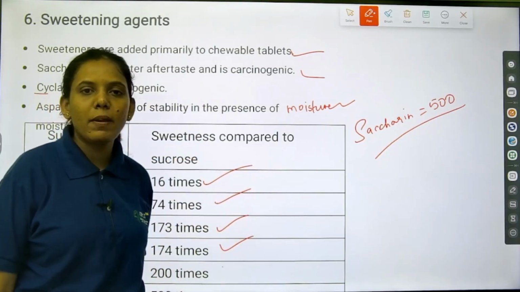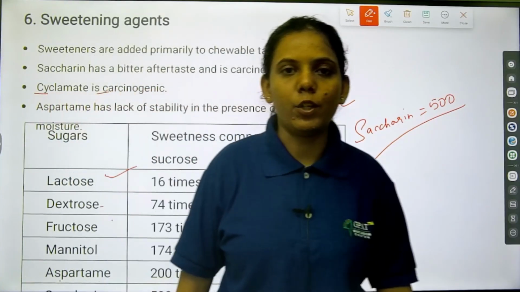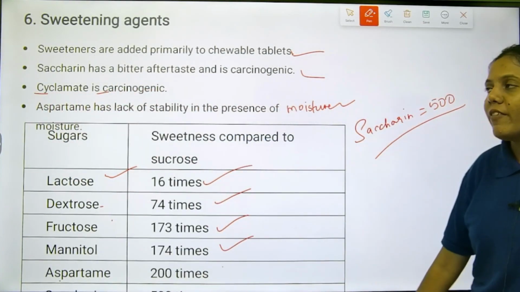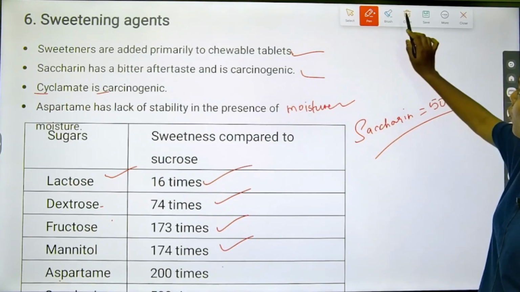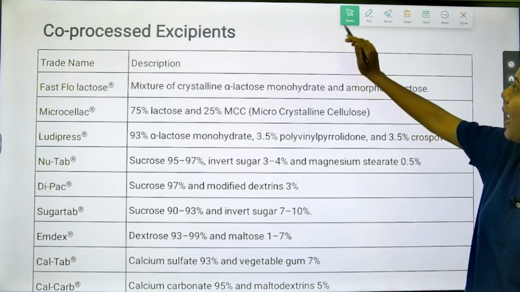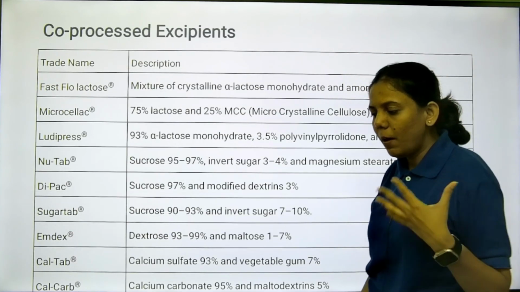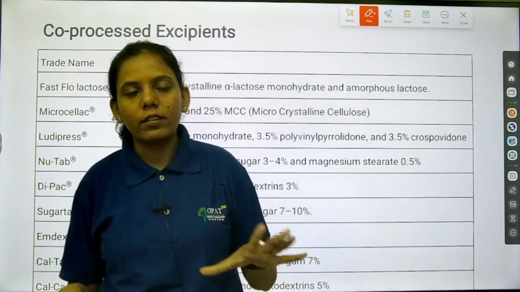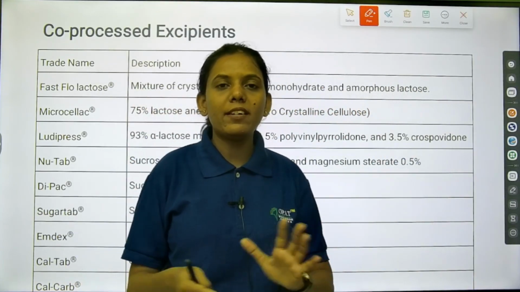Remember, it is very expensive. We bought it for 500 rupees. So saccharin is 500 times sweeter as compared to sucrose. So these were all the brief details about the tablet ingredients, or the excipients that are used.